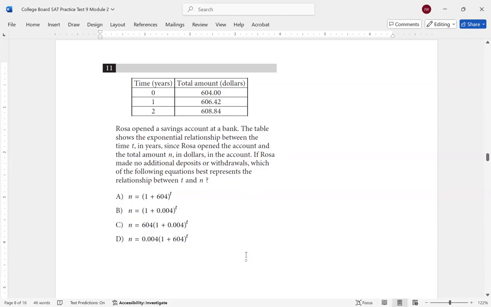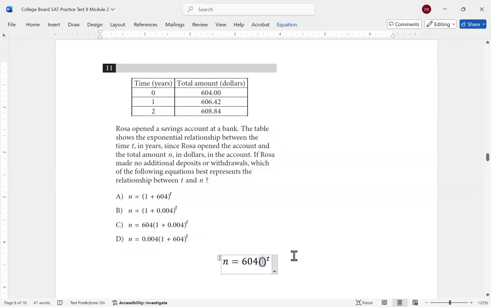So this is knowing something about an exponential function. An exponential function is going to look like n equals some coefficient times a base raised to a power. In this case, our power is t because we're talking about t, years. When we plug in a time of 0, we're going to get a 1 with the b to the t, and we want the amount of dollars to be 604. So I want that a value, that coefficient, to be 604. What's the base going to be?